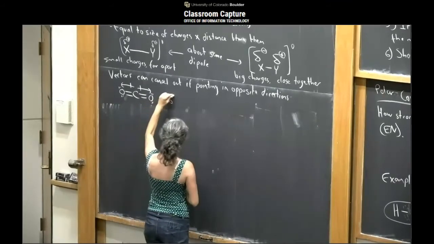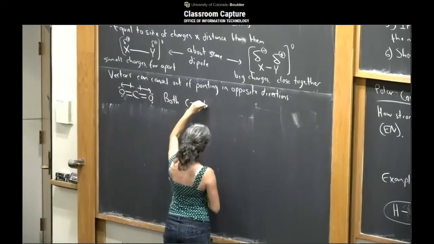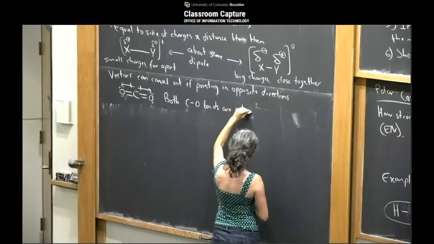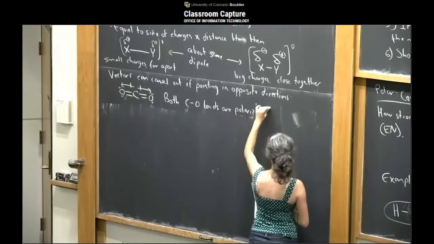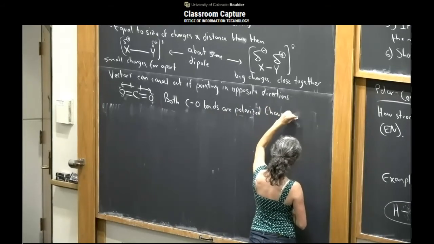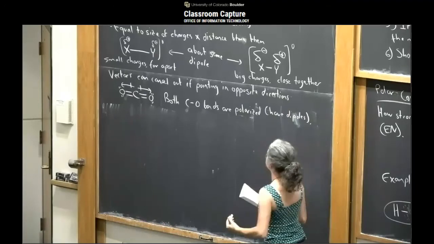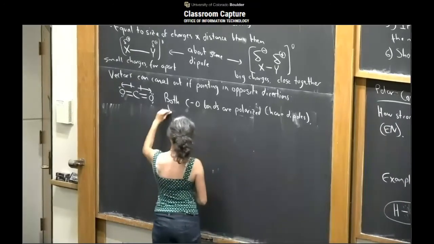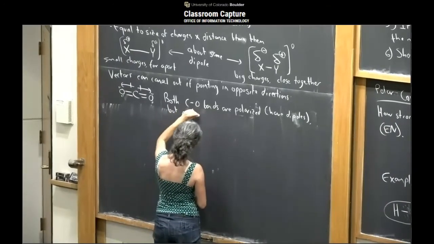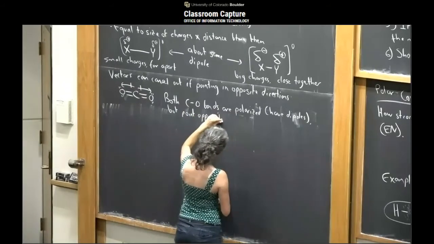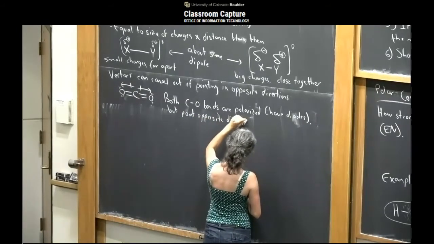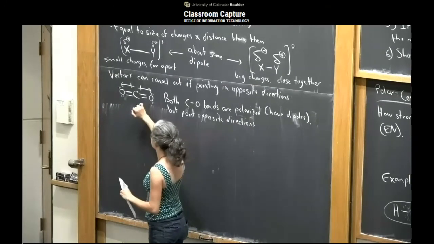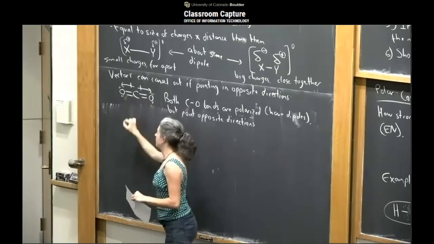So both CO bonds are polarized. In other words, they both have dipoles. But because they just so happen to be pointing in exactly opposite directions, for the molecule as a whole they totally cancel each other out, which means that the net dipole on this whole thing is 0.